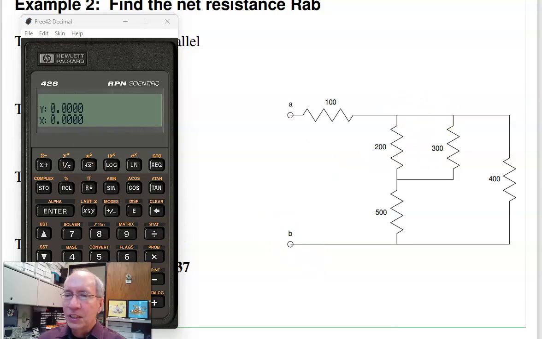I would look at this and say 200 in parallel with 300, in series with 500, add. In parallel with 400, take the inverse, 400, inverse, add, inverse. In series with 100, done. Try doing that with a Casio or an HP calculator, or a TI calculator. It ain't nearly as fast.